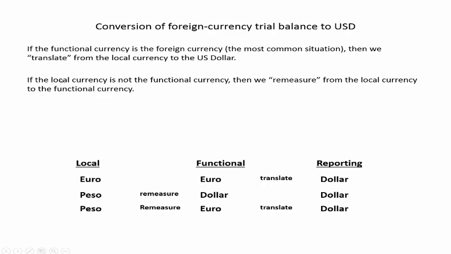The most confusing case, of course, would be where the local currency is the peso, the functional currency is the euro, and the reporting currency is the dollar. So in that case, the first thing we do is remeasure the local currency into the functional currency, and then we would subsequently translate the euro trial balance to a dollar trial balance.